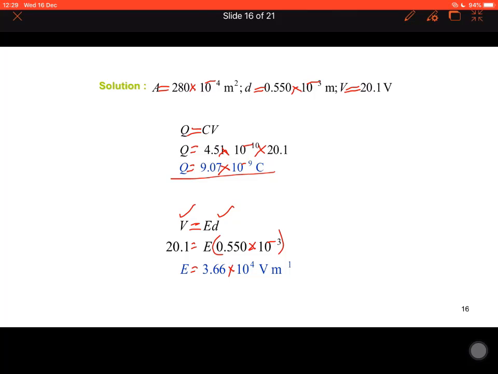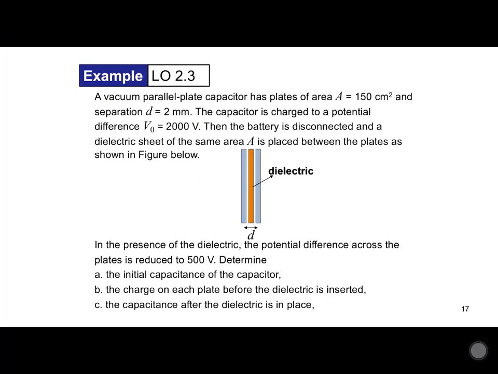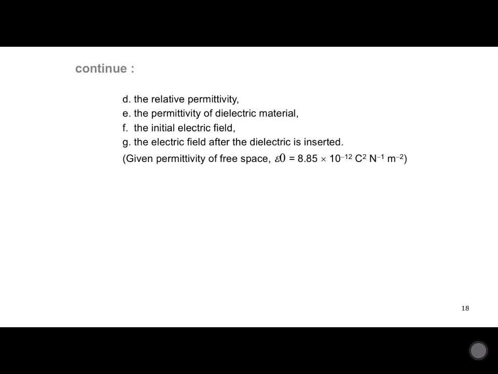Okay, so that's all for this video, and also concluding chapter 2, which has 3 subtopics. You can practice on the second example, 2.3, and try to complete it. Okay, that's all for this video, and thank you.